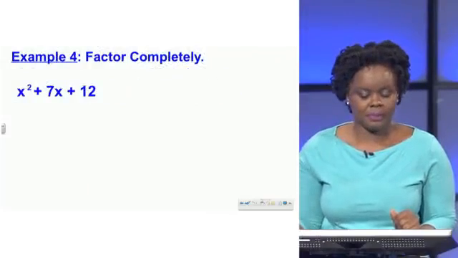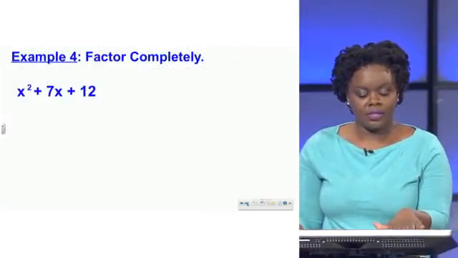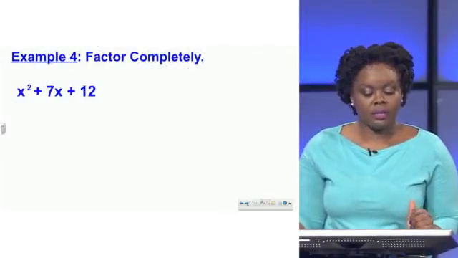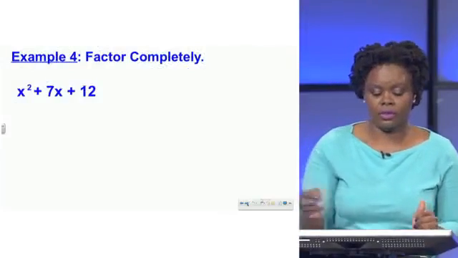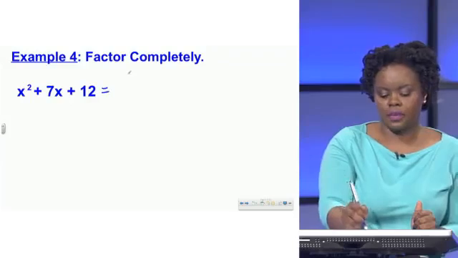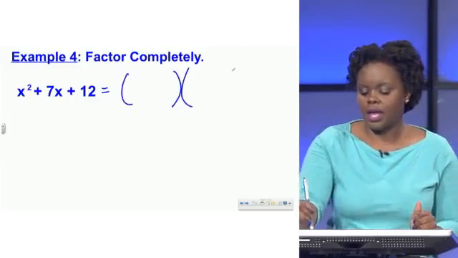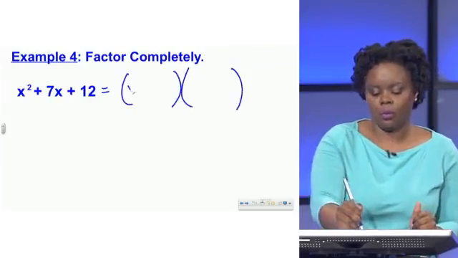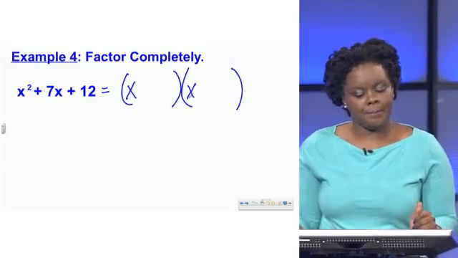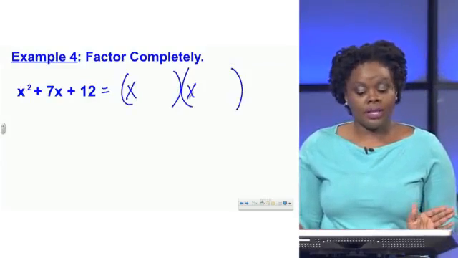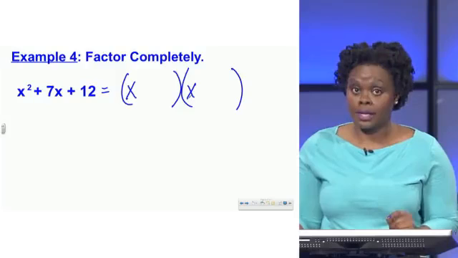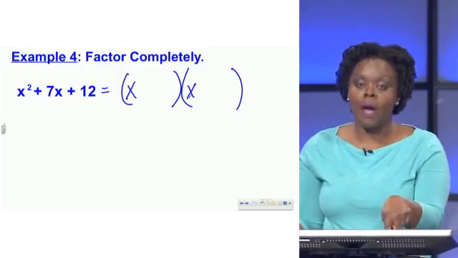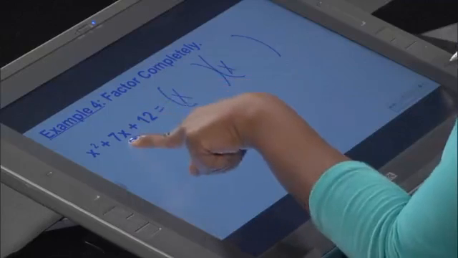Okay, let's try another one. So I need to factor completely x squared plus 7x plus 12. So to start out, I know my problem is going to take that format with x's out front. Okay, so now I need to figure out what numbers I can multiply together to get 12, but when I combine them, I get 7.